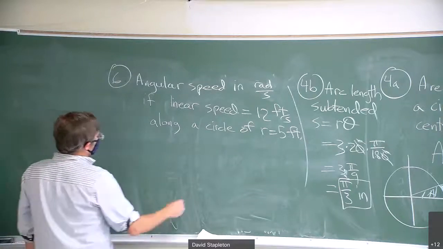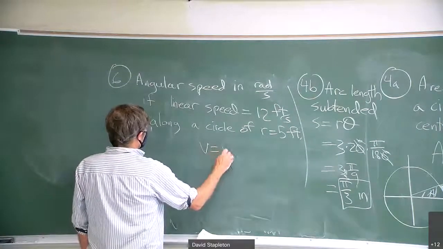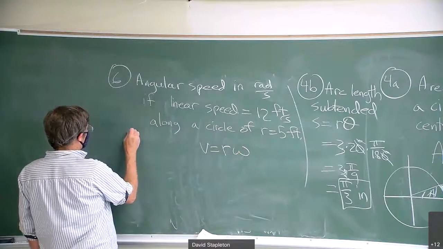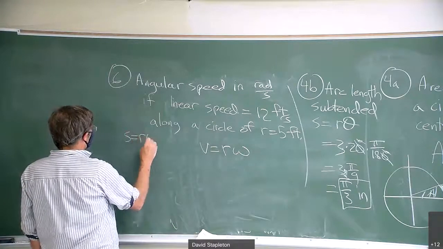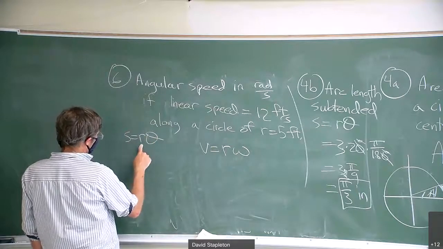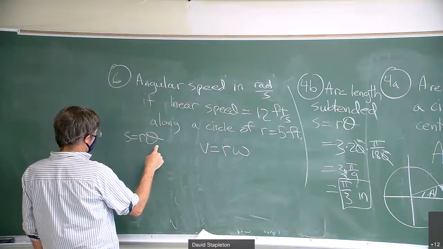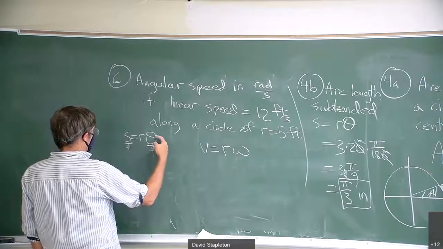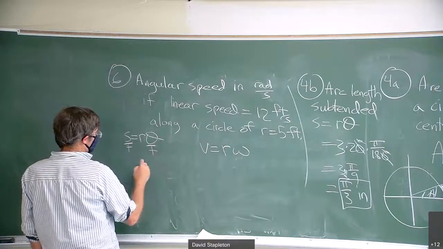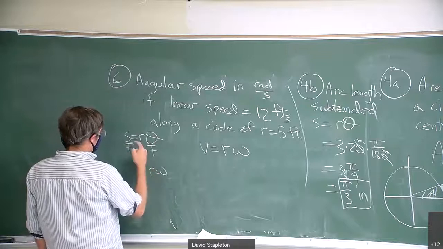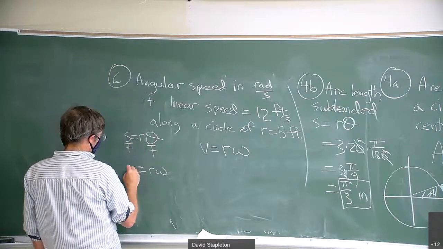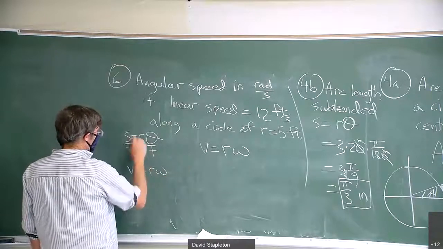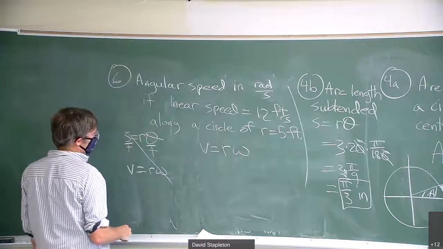Now remember this formula, V equals R omega. This one should be easy to remember because what you're doing is you're just taking your old formula, S equals R theta, the easy one for arc length equals radius times angle subtended, and divide both sides by T. Angle divided by time is angular velocity omega. Distance divided by time is linear velocity V. So you just divide this one by T and you get this one. If you forget it, you can figure it out.